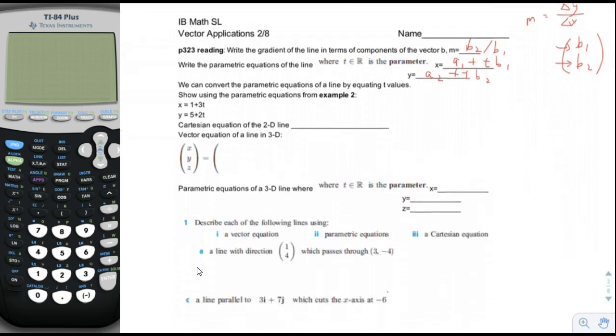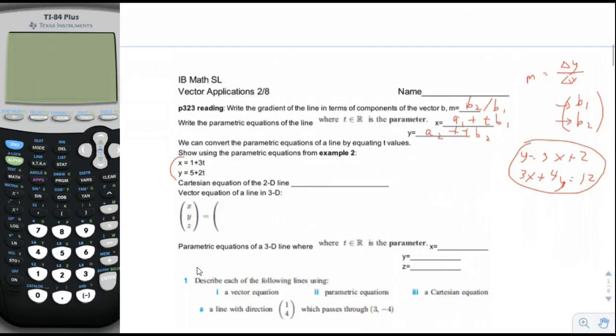Okay? We can convert the parametric equation to a line by equating the t values, using the parametric equations from example 2. So we have these two parametric equations, and it doesn't look like what we're familiar with for a line. Usually we see y equals 3x plus 2, or 3x plus 4y equals 12. These are equations of lines in Cartesian coordinates, and this one has a t in it. So how do you get rid of the t? Well, we just solve for t and we equate them to each other.